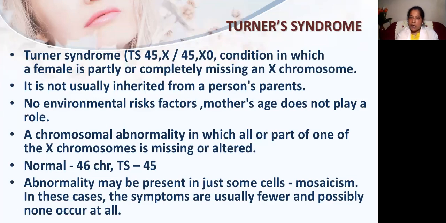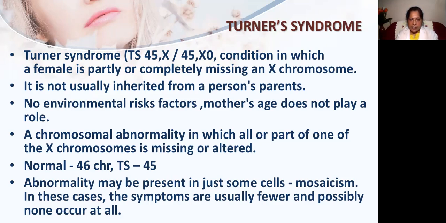Another condition is Turner syndrome. It is 45X or 45XO condition in women. A female is partly or completely missing an X chromosome. It is not usually inherited from parents, means it's not genetic, no environmental risk factors, and the mother's age also does not play a role. It is a chromosomal abnormality in which all or a part of one X chromosome is missing or altered.